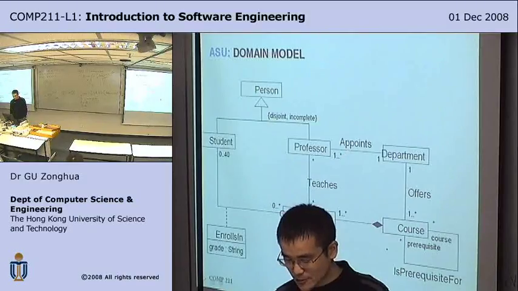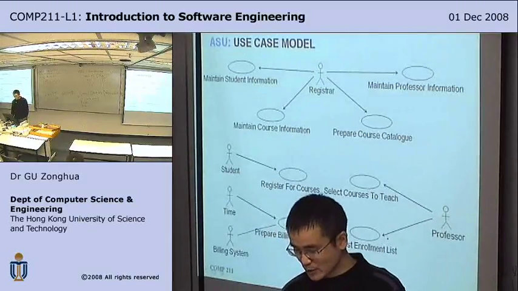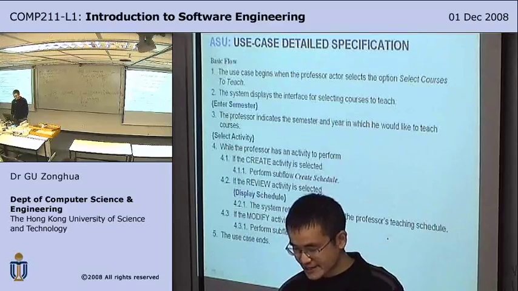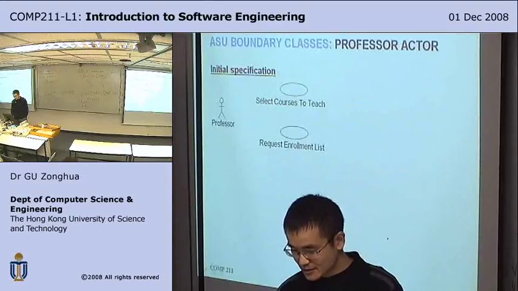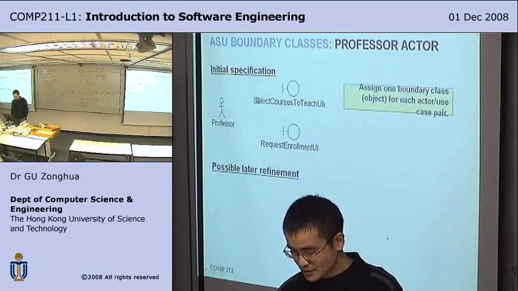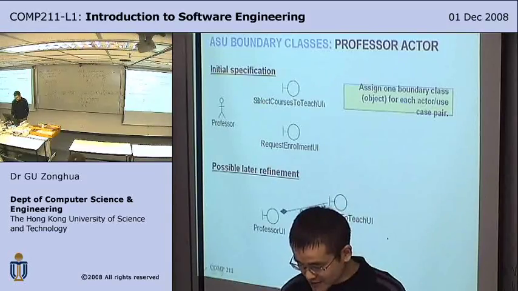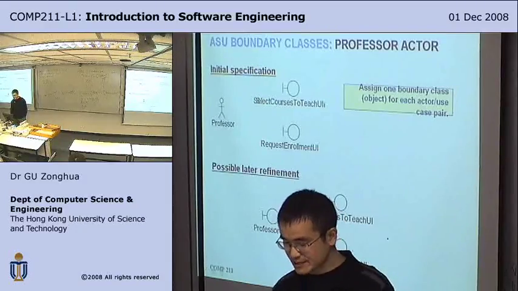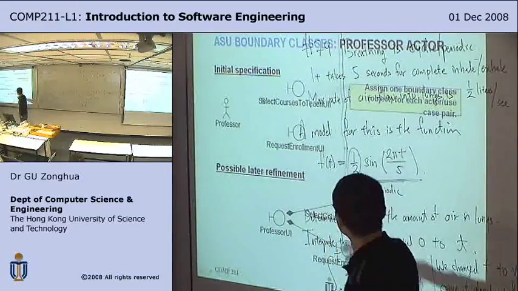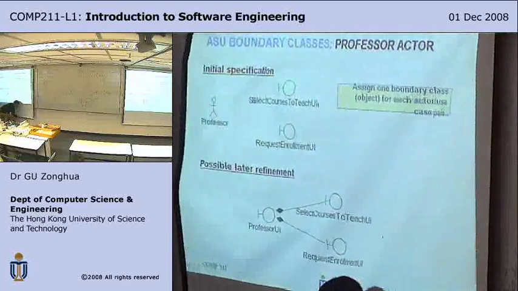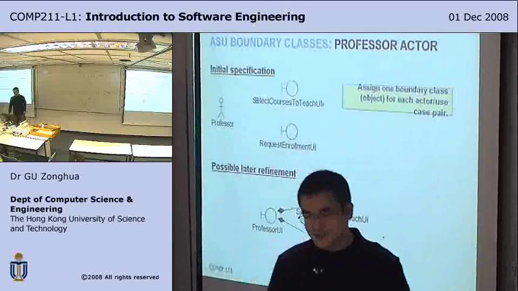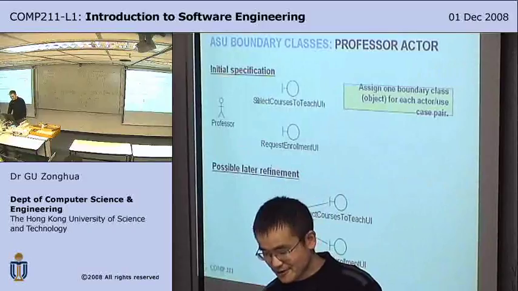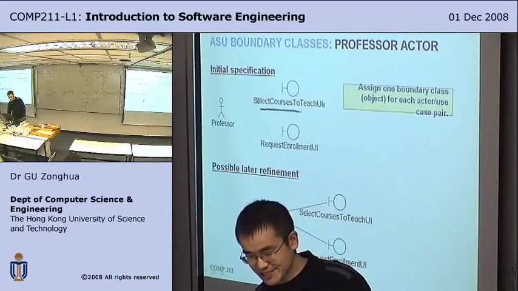Here's the domain model for the professor courses. Here's the use case model. And here's the detailed specification. Now, the professor has two use cases. Therefore, based on the strategy, you assign a boundary class for each actor-use case pair. Therefore, you have the select courses to teach UI.